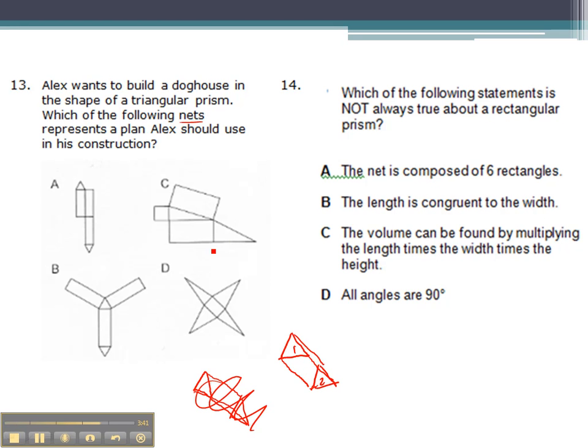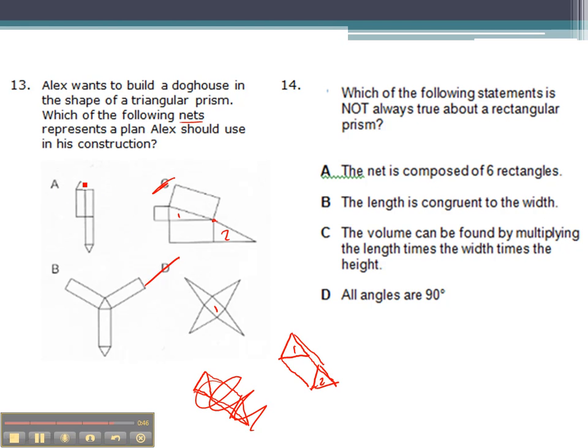Okay, so we know we need 2 triangles for the bases, and then the 3 sides will be rectangles. So right away I can rule out D, because D only has 1 rectangle. This is actually going to make a rectangular pyramid. It's going to come to a point. That's not what we're looking for. You can also rule out C, because even though it has 2 triangles, these triangles aren't congruent and they cannot be parallel because they're sharing a vertex. This won't fold up to make the shape we're looking for. Okay, so I'm ruling out that.